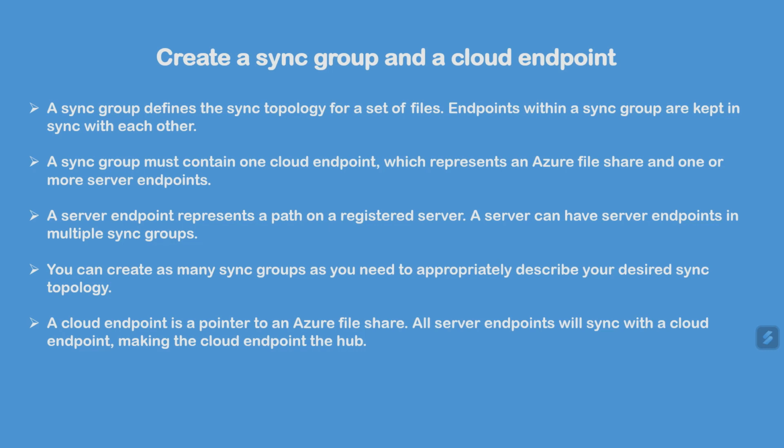A server endpoint represents a path on a registered server. A server can have server endpoints in multiple sync groups. You can create as many sync groups as you need to appropriately describe your desired sync topology. A cloud endpoint is a pointer to an Azure file share. All server endpoints will sync with the cloud endpoint, making the cloud endpoint the hub. So as you must be aware of the hub and spoke model, the hub will be the Azure file share and the spokes will be the server endpoints, all the server endpoints that have been put in the sync group.